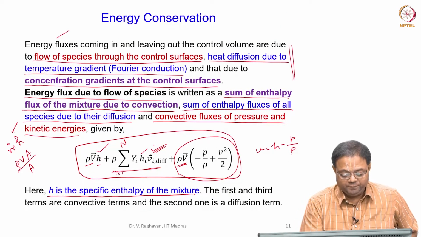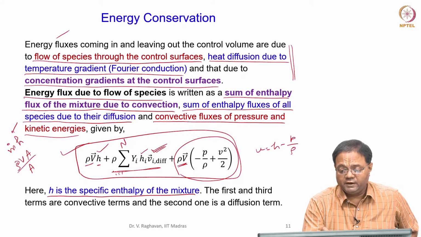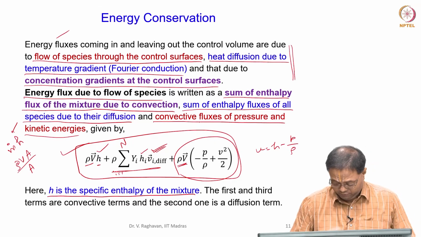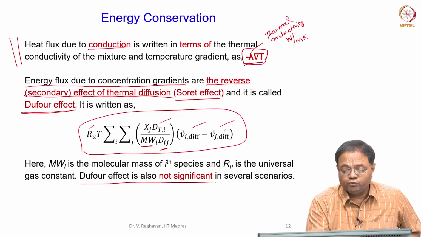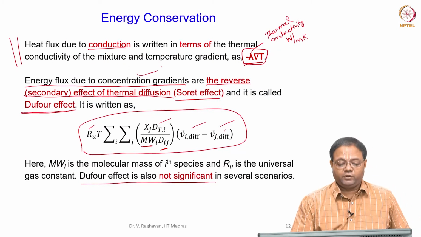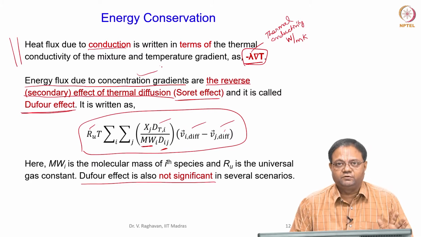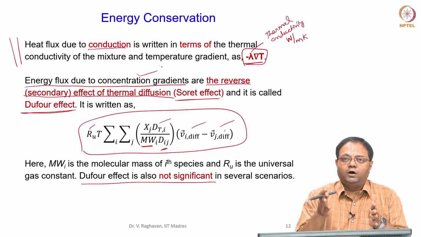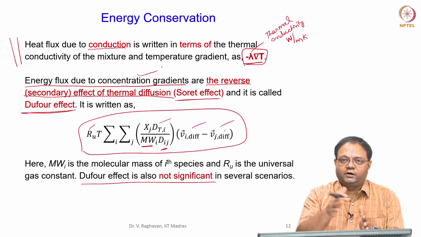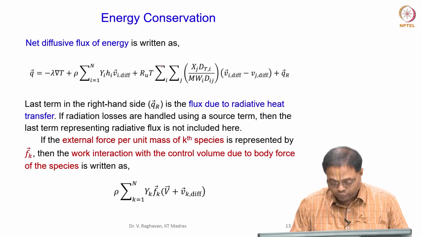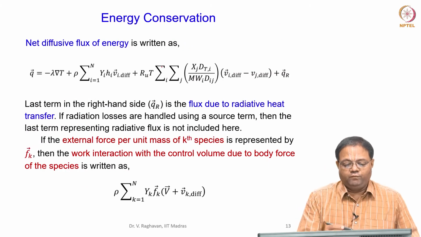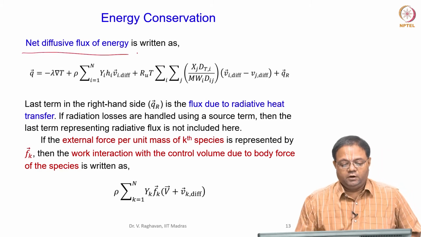For example, the energy flux due to flow of species is given as this. The second one is the energy flux due to concentration gradients, given here. Then normal heat conduction is also added. So, these are the fluxes, which are nothing but the energy transferred through the control surfaces in and out of the control volume. Now, we add up all the fluxes.